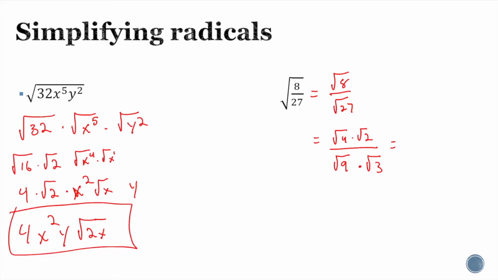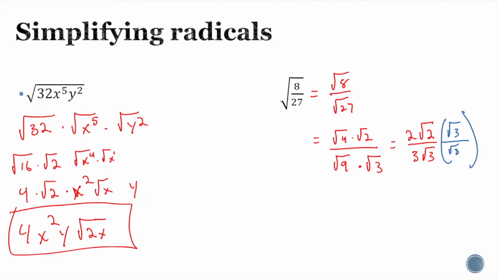And I will get 2 times the square root of 2 divided by 3 times the square root of 3. Hopefully you remember that I cannot leave my radical in the denominator, so I need to multiply by a factor of 1 to get rid of the square root. So I'm going to do that in a different color. The square root of 3 divided by the square root of 3.